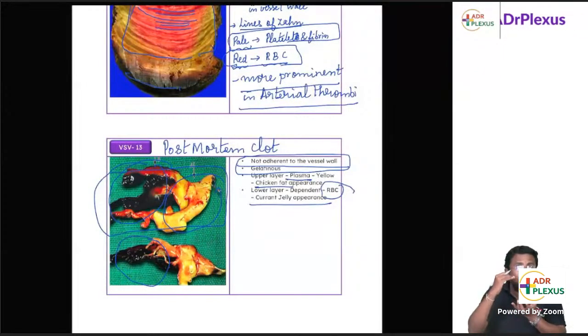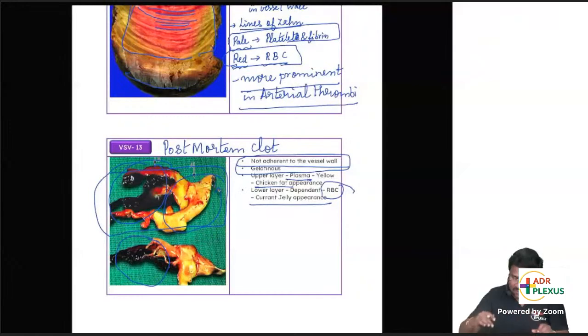So postmortem clot has two points to remember. One, it is not attached to the vessel wall and it will be gelatinous, and the bottommost part will be having a lot of RBCs, that is the red currant jelly appearance, and the topmost part will be having this yellowish or chicken fat appearance.